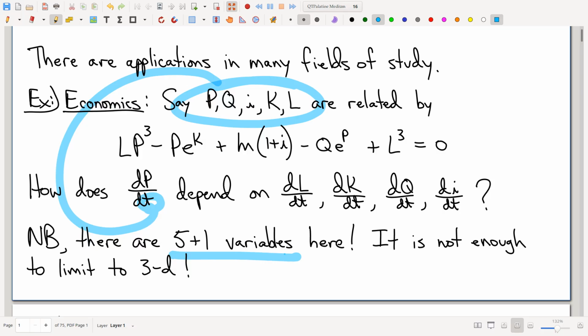Well, now, again, from a geometric standpoint, you can't possibly visualize that. Don't try, right? Your brain will melt. You can't do it. It's not realistic. Nevertheless, economics is a thing, right?